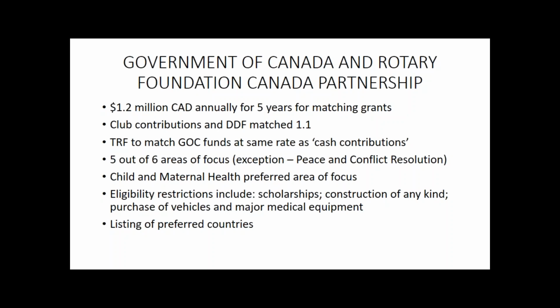TRF will match Government of Canada funds at the same rate as cash contributions. That's a bigger windfall. It covers 5 out of 6 areas of focus, with the exception of peace and conflict resolution. So the 5 areas of focus other than peace and conflict. Child and maternal health is the preferred area of focus. Eligibility restrictions include, you can't do scholarships, right? No construction of any kind, no purchase of vehicles or major medical equipment. And there is a listing of preferred countries, right?